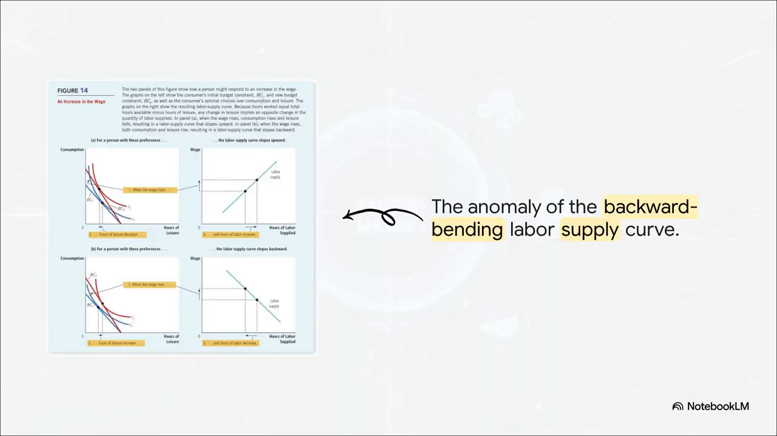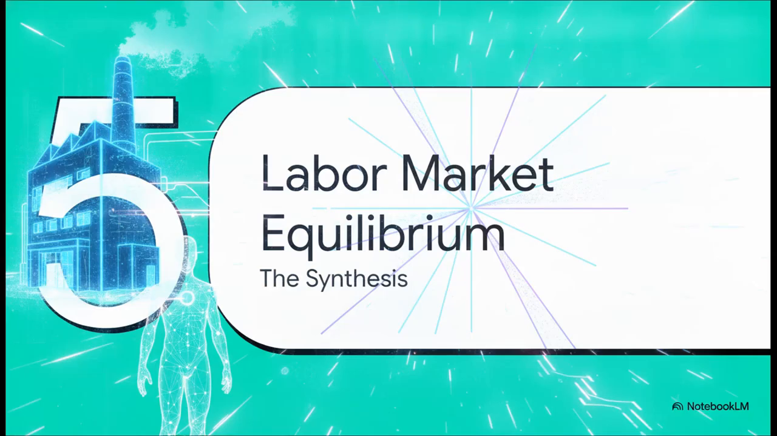And at a macro level, this explains a super fascinating anomaly: the backward bending labor supply curve. As technological advances raise wages across society, rather than working constantly, workers eventually use their prosperity to buy more leisure. It literally bends the supply curve backward over time. This is exactly why, as advanced economies grow richer, we don't end up working 100-hour weeks. We actually tend to work slightly fewer hours, taking our newfound prosperity in the form of more time with our families. Part 5. The synthesis.